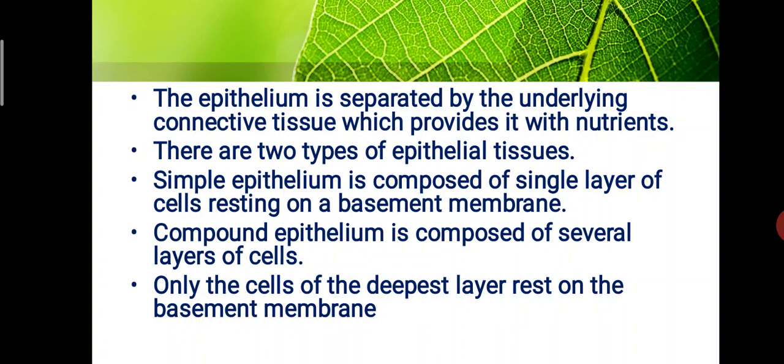Compound epithelium is composed of several layers. So what happens? Only the cells of the deepest layer. So if 5 layers are there, it means the fifth layer only will be in contact with the basement membrane. Since they have more layers, the basement membrane will be touching the last layer. Is it clear, children?